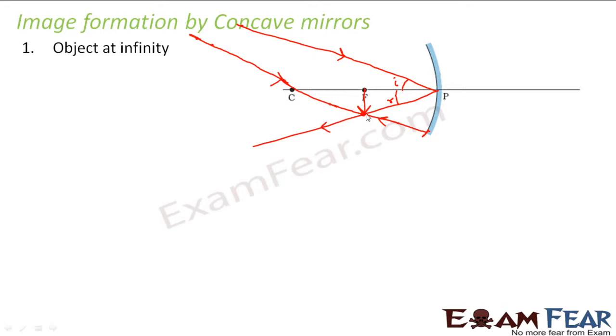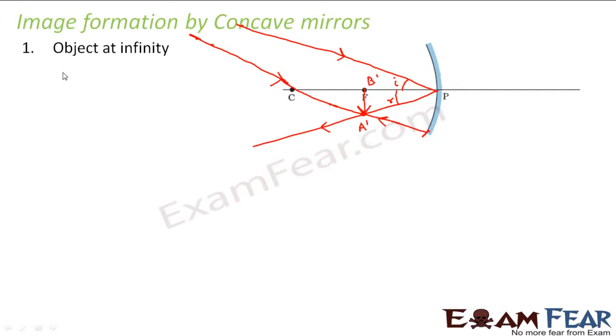Now this image is inverted because it is below the principal axis. So let me call this B dash A dash. Now why do we consider these 2 as parallel rays? Because we don't know from where it is starting, because the object is at an infinite distance, right? So in this case, the image is A dash B dash.